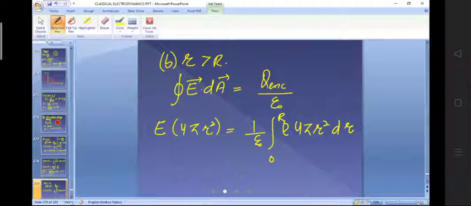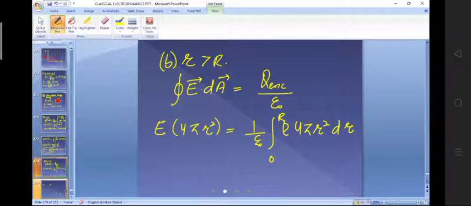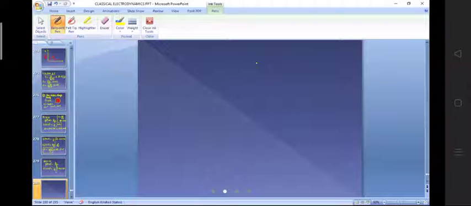0 to capital R. Why from 0 to capital R? Because we are calculating the electrostatic field outside. So when we are interested in calculating the electrostatic field somewhere here outside, the electric field at this point will be contributed by this charge from 0 to capital R. That's why from 0 to capital R.